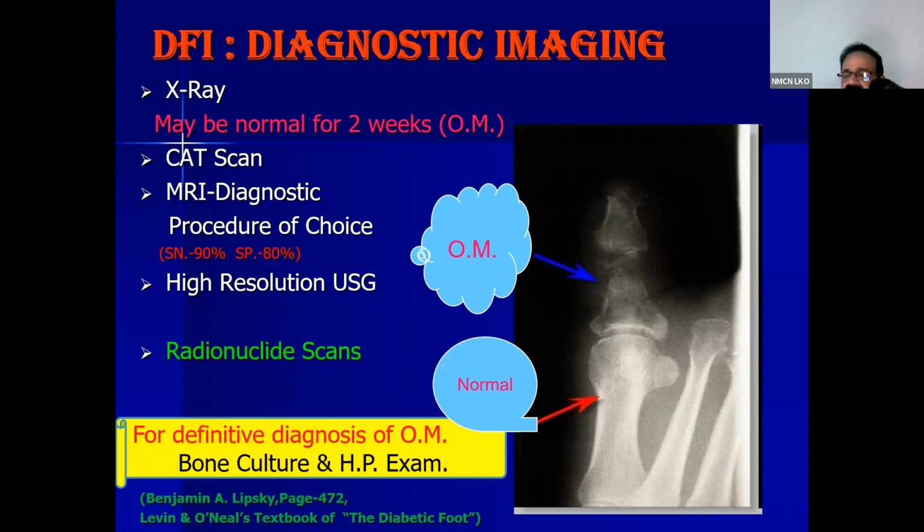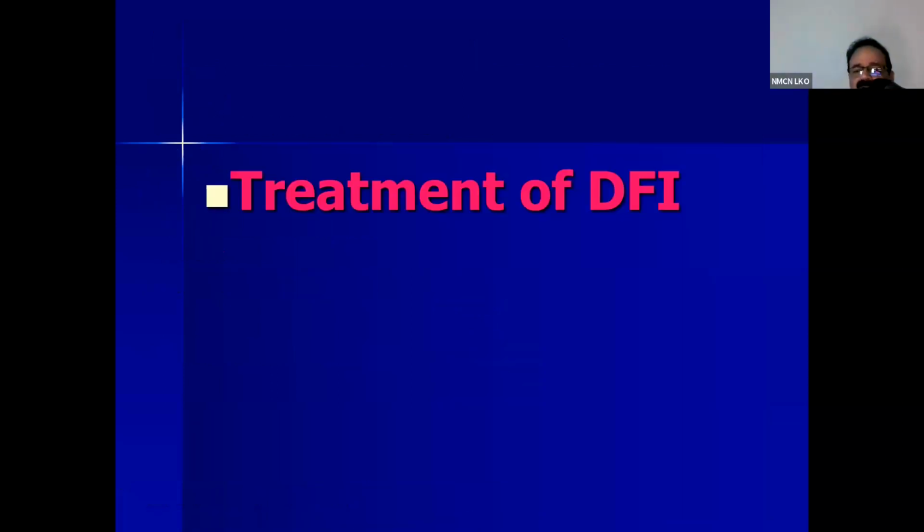Similarly, high resolution ultrasound can sometimes be done if there is fluctuation or liquidity; you can pick it up and then put a needle in to find out if there is pus or not. And of course, a radionuclide scan like indium-111 can be done. And if osteomyelitis is suspected, bone culture and histopathological examination give the definitive diagnosis.